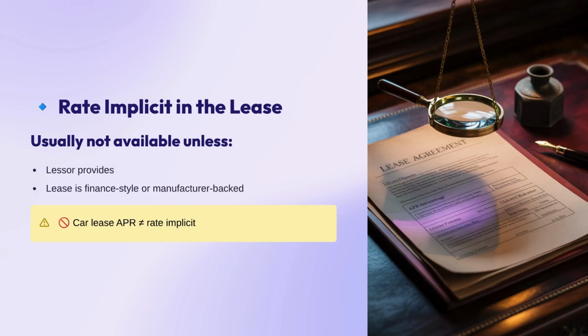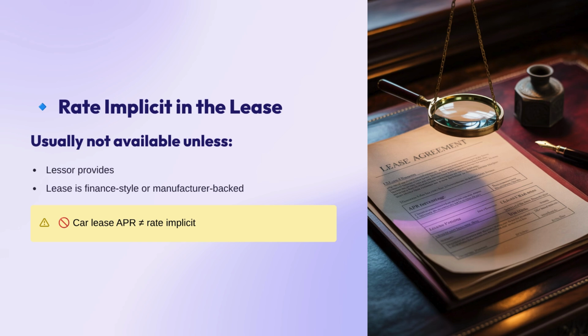The rate implicit in the lease. Despite this pecking order, in practice, most lessees are unable to determine the implicit rate. This would require access to both the fair value of the asset and the unguaranteed residual value from the lessor, information that is rarely readily available.